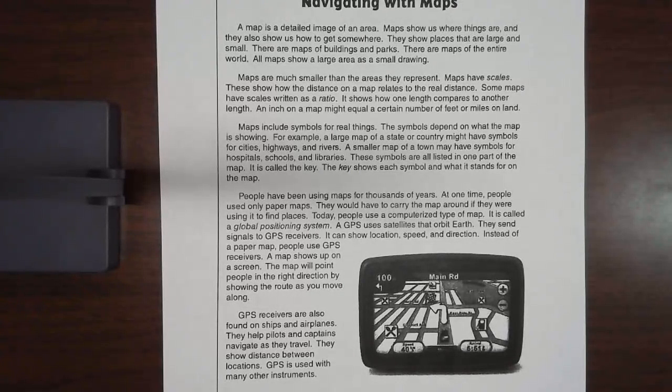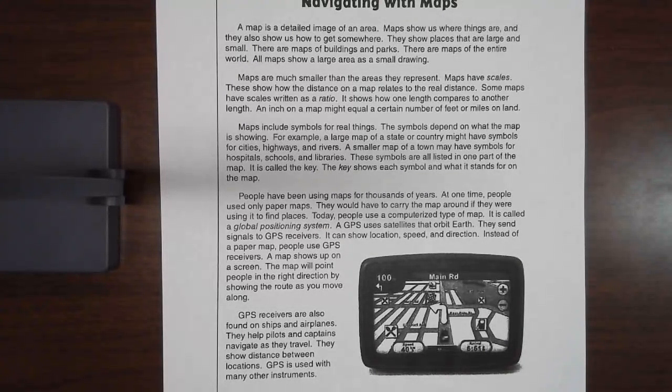These symbols are listed in one part of the map. It is called the key. The key shows each symbol and what it stands for on the map. People have been using maps for thousands of years. At one time, people used only paper maps. They would have to carry the map around if they were using it to find places.